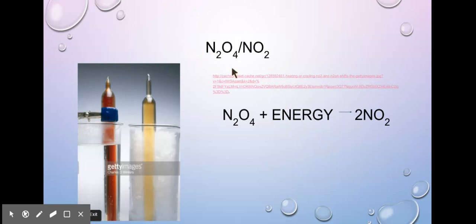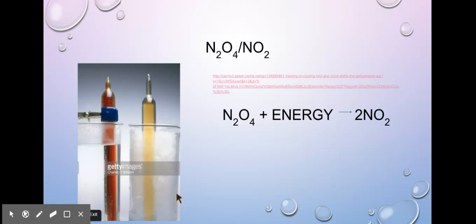Now, the final one we're going to look at today is the dinitrogen tetroxide, which is another dimer. If you have energy with it, it produces nitrogen dioxide, which is this kind of a brown gas. The dinitrogen tetroxide, some people say it's yellow and other people say it's colorless. And basically you can't get it to be completely on its own because it will instantly make a little bit of this, which is yellowish, yellow-brown.